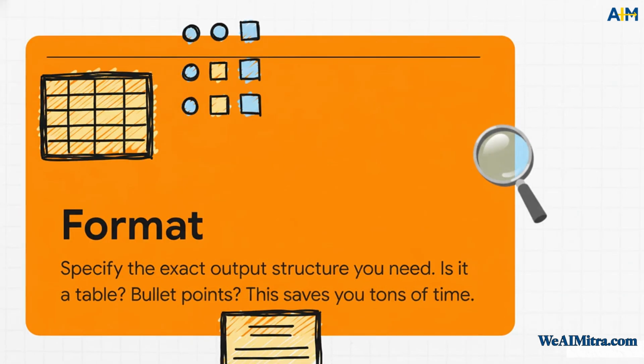And finally, we have format. And trust me, this one is a huge time saver. You have to tell the AI exactly how you want the information delivered. Do you need it in a table, a numbered list, a series of bullet points, a formal letter? By defining the structure right from the start, you get a clean, ready-to-use answer instead of just a big wall of text that you have to fix yourself.